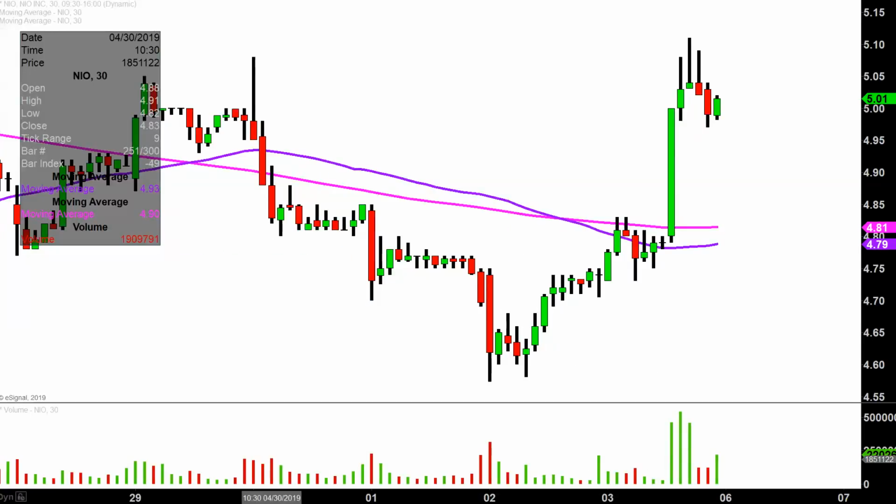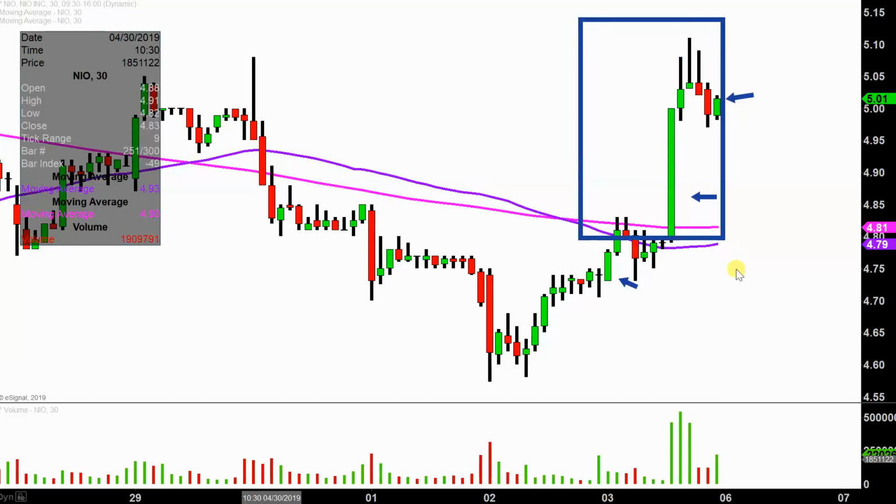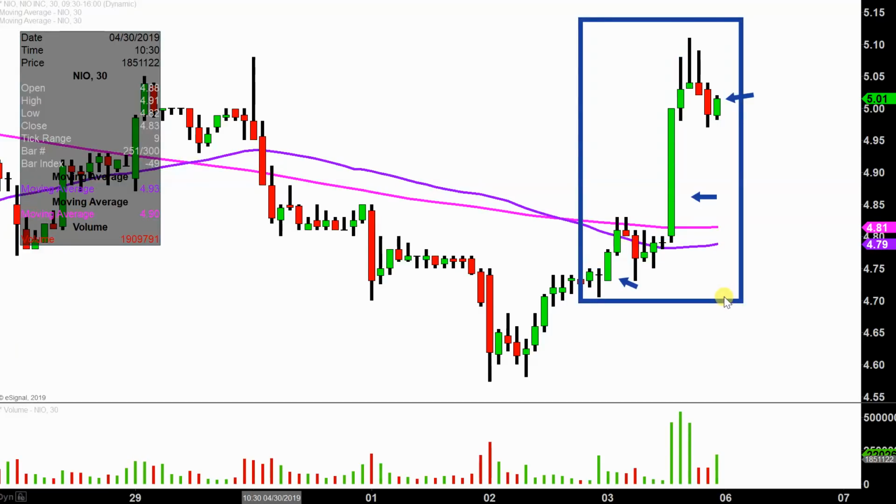Real quick, what do I mean by 30-minute in case maybe you're new to charts? Instead of each one of these candlesticks representing one day's worth of price action, which is what you would normally see, each one represents 30 minutes. So this here may look like several days' worth of time. It's actually today's price action broken down into 30-minute time slices.